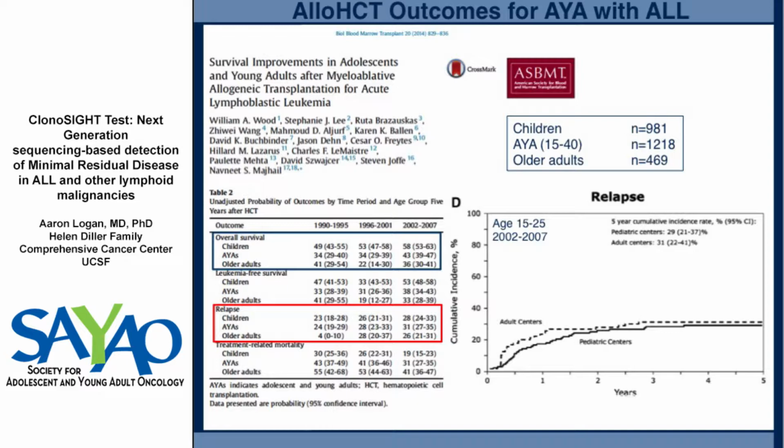So although pediatric hematologists are better at primary induction therapy and maintenance therapy and have better outcomes, they're not necessarily achieving better outcomes with transplant. The use of different conditioning regimens, different graft manipulation techniques is actually not leading to an improvement in relapse rates after transplant.